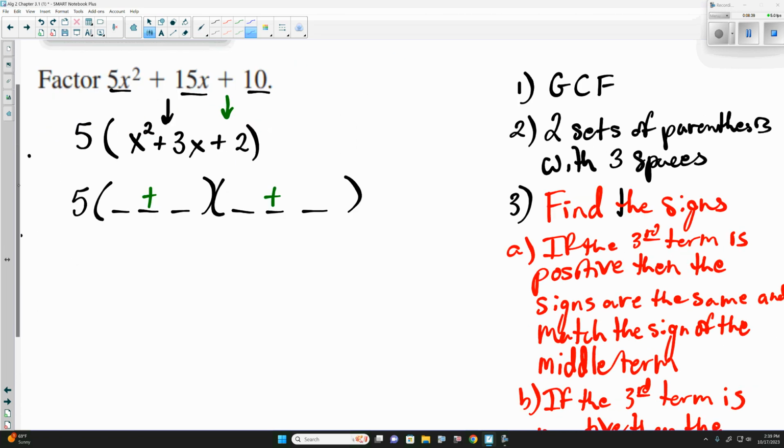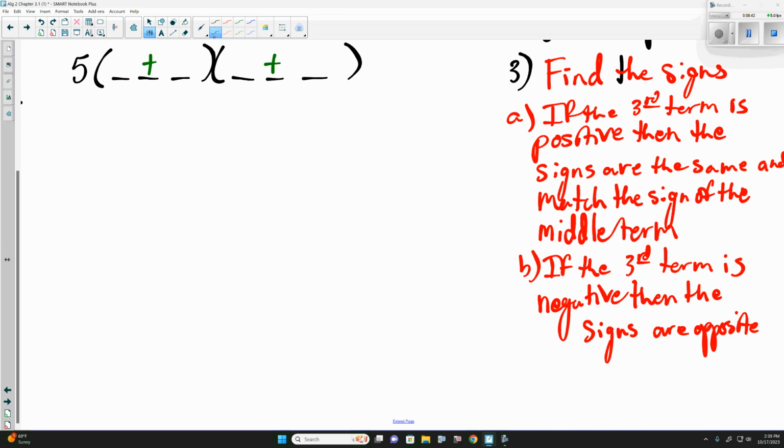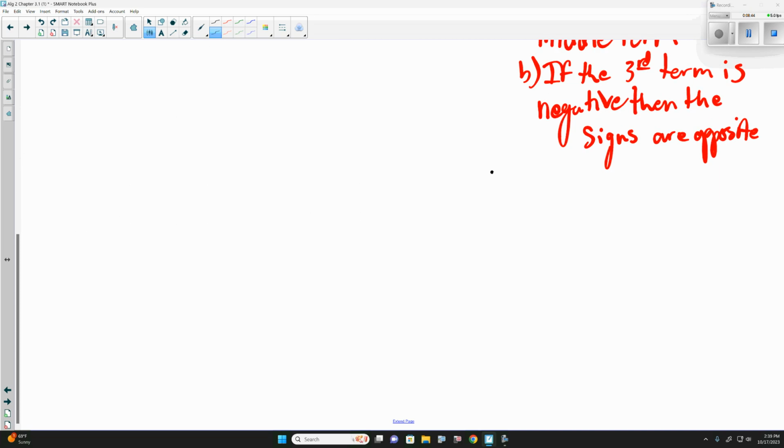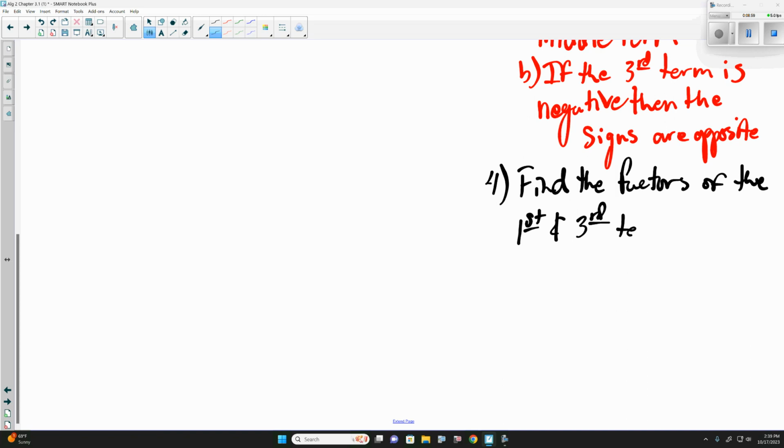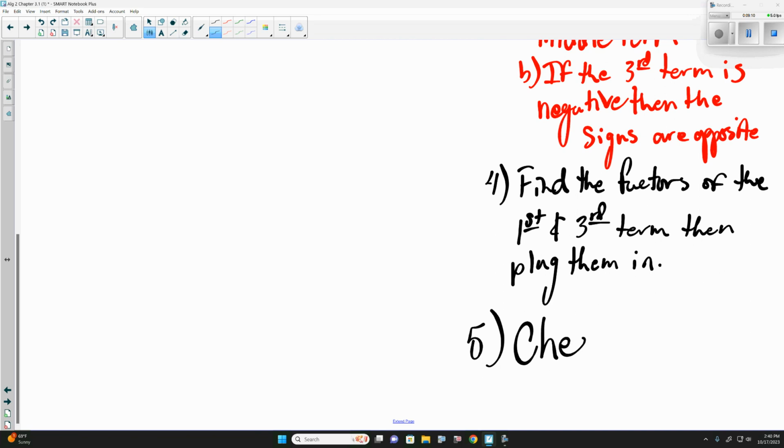Step number 4. Find the factors of the first and third term and plug them in. And the last step is to check.